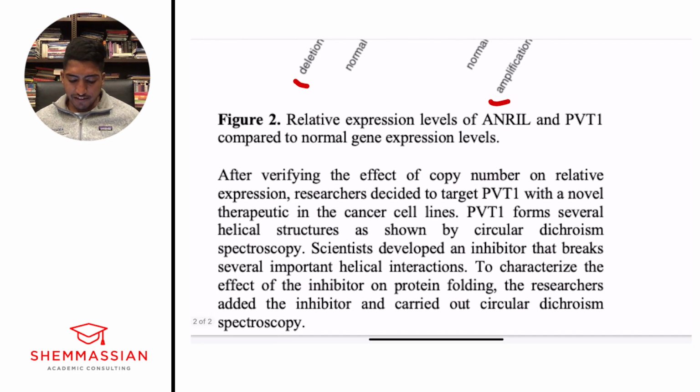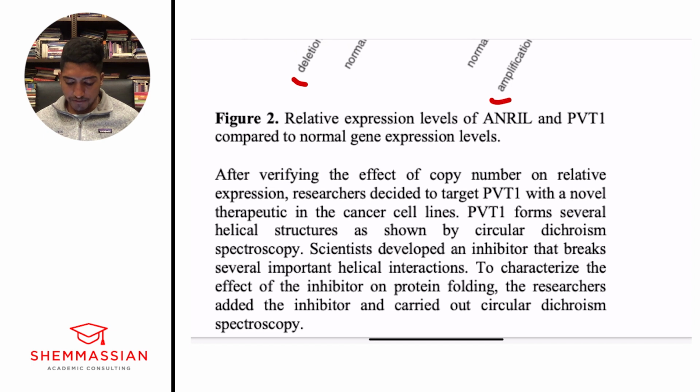After verifying the effect of copy number on relative expression, researchers decided to target PVT1 with a novel therapeutic in the cancer cell line. PVT1 forms several helical structures as shown by circular dichroism spectroscopy. Scientists developed an inhibitor that breaks several important helical interactions. To characterize the effect of the inhibitor on protein folding, researchers added the inhibitor and carried out circular dichroism spectroscopy.